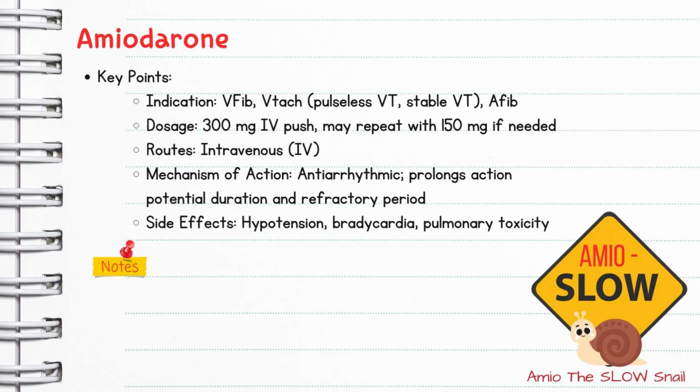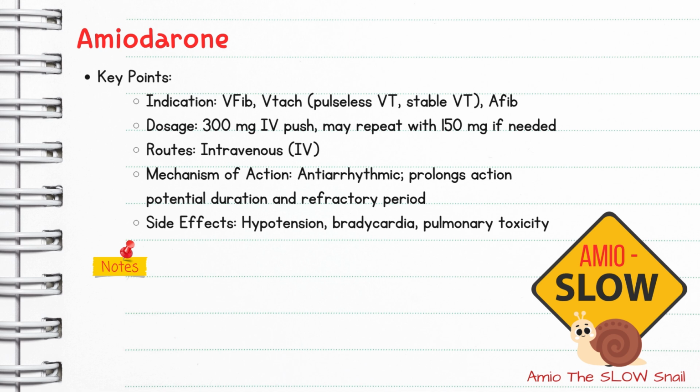So now let's talk about amiodarone. Remember my amio slow snail? Amiodarone is an effective antiarrhythmic medication used to treat ventricular fibrillation, pulseless VTAC, and stable VTAC, so both VTACs. The initial dose is 300 milligrams administered via IV push with a possible repeat dose of 150 milligrams if needed.